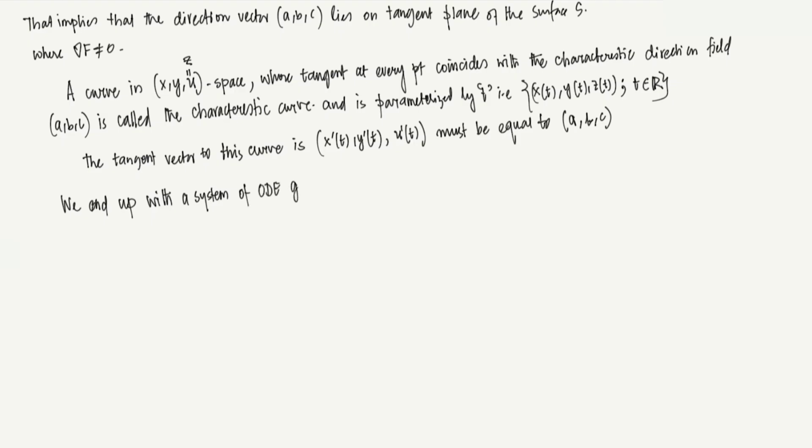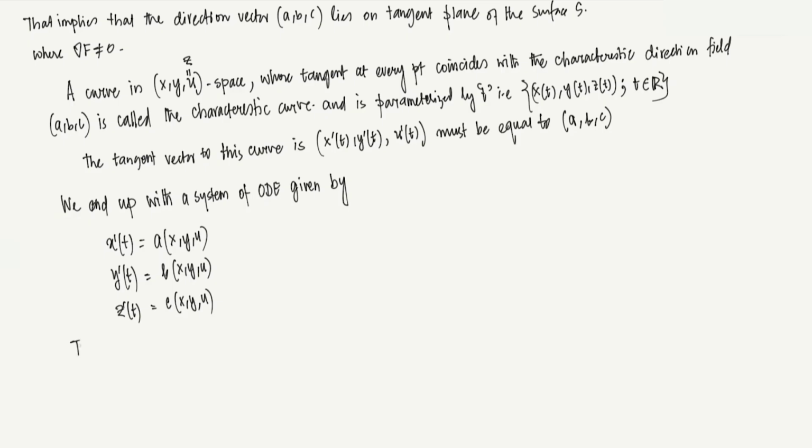ODE, given by x prime of t equals a of x, y, u; y prime of t equals b of x, y, u; and z prime of t equals c of x, y, and u. Please remember this: I am writing x, y like this, but they are all functions of t again. Is it okay?